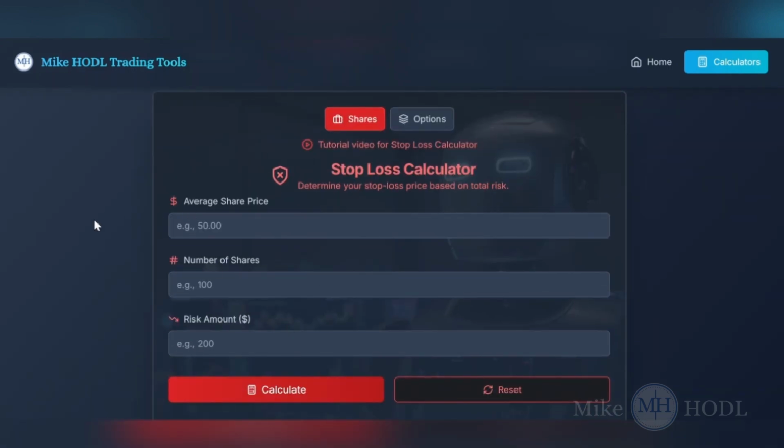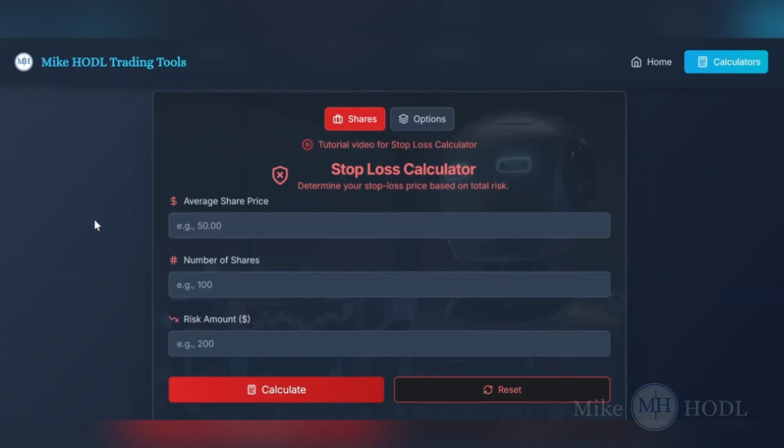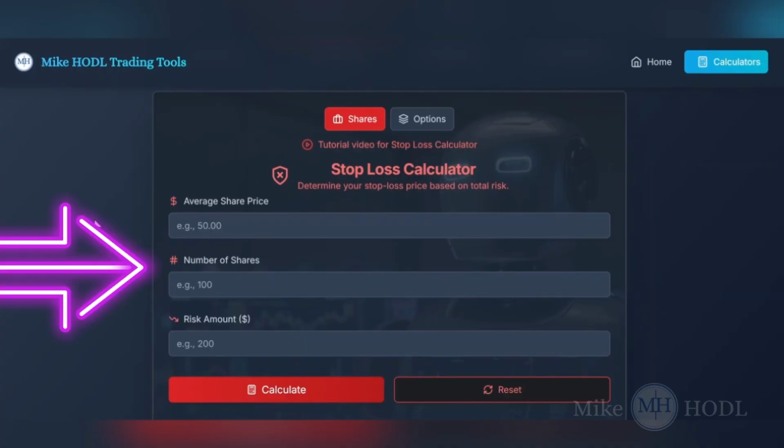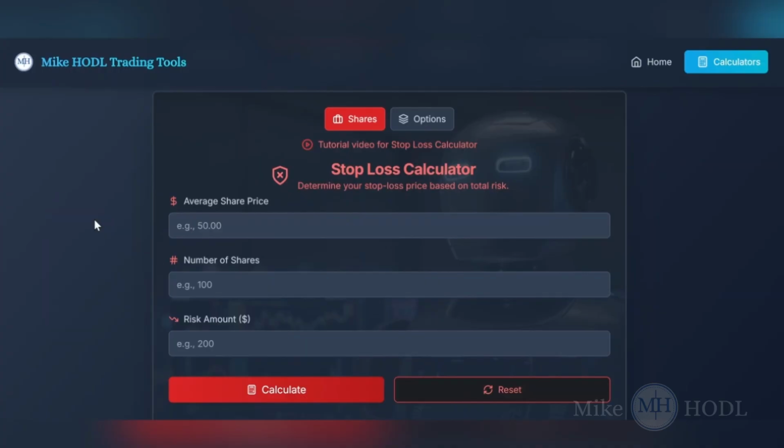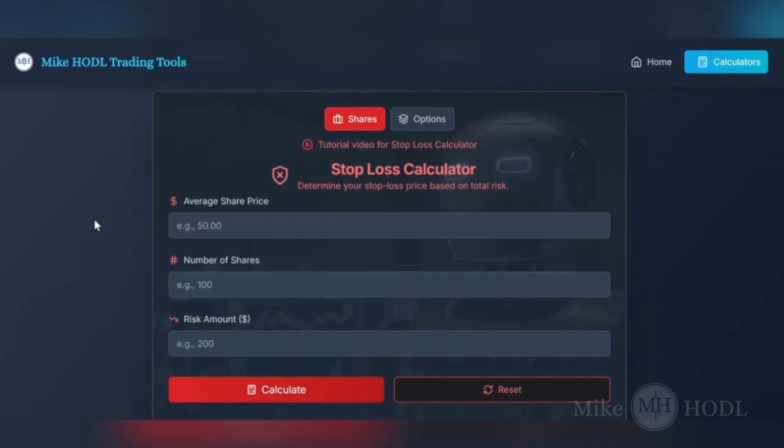The first field, average share price. This is where you would put the average price of the shares that you have in your position. Field 2, number of shares. This is where you'll put how many of those shares you have for this position. And the risk amount. You put the dollar amount that you are willing to risk on this trade.